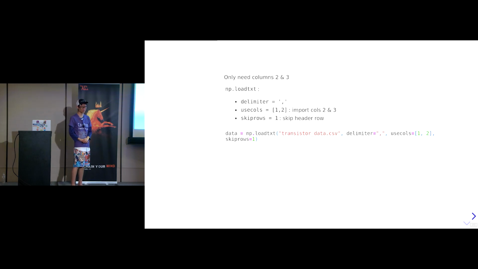But we don't want all the columns. Yeah, we just want columns 2 and 3. So to do that, there's a NumPy function that takes a CSV, and within the options you can specify the columns you want, and you want to skip the header row.